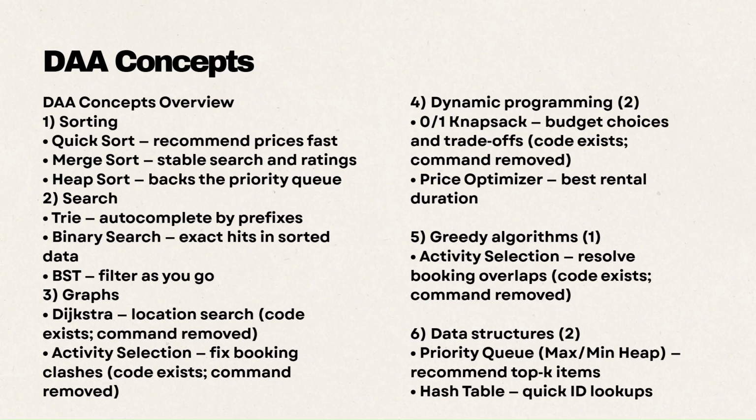And then comes dynamic programming. This is for the choice selections, basic identification, and price optimization. Then come the data structures, used to resolve booking overlaps, and then data structures like priority queue to recommend the top 8 items. Okay, we will take a detailed look at each of these concepts when we go through the code base. For now, just look at this as a brief overview.